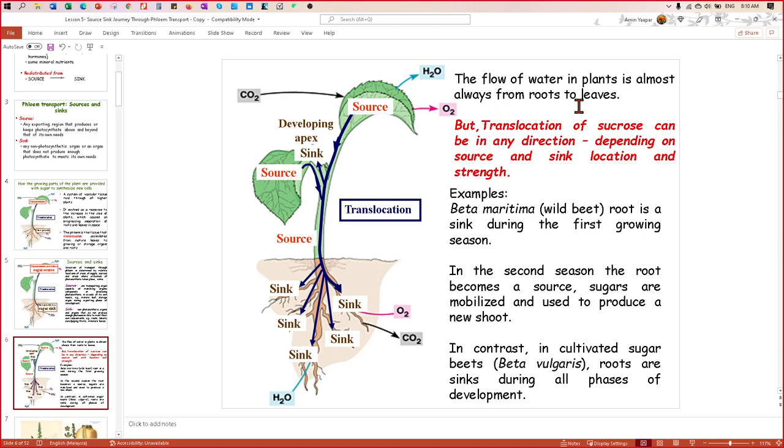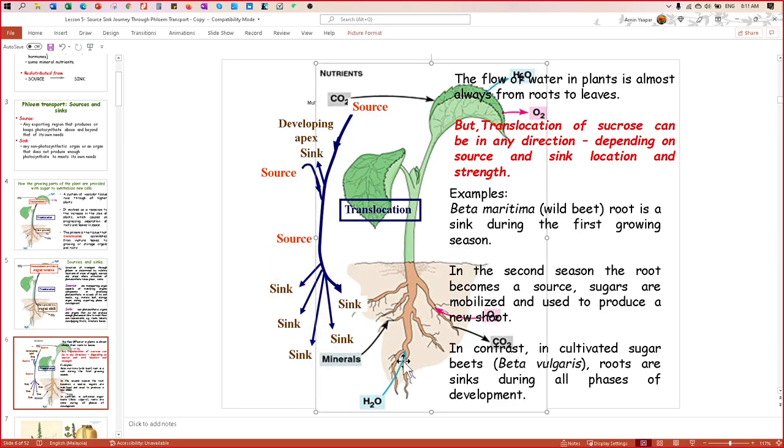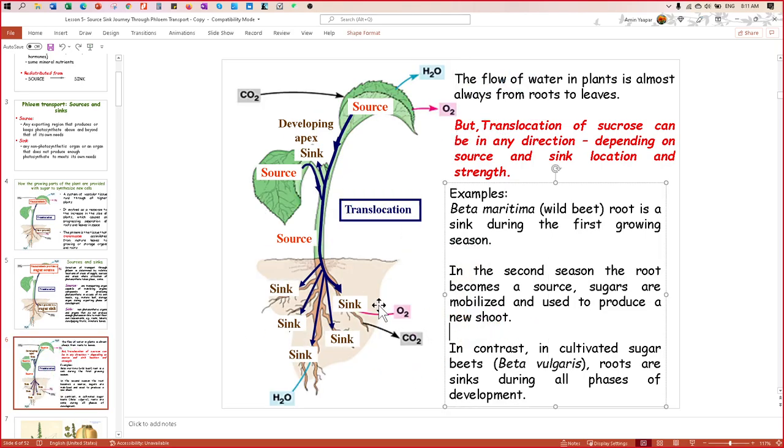So the flow of water in plants is almost always from roots to leaf. We are talking about the xylem now. We learned about this when we learned about the water potential, the cohesion and adhesion, the contact angle and everything about the movement of water in vessels. So water that you get from here will be transported upwards. And pretty much that is the way. Is it the only way? No, but primarily.